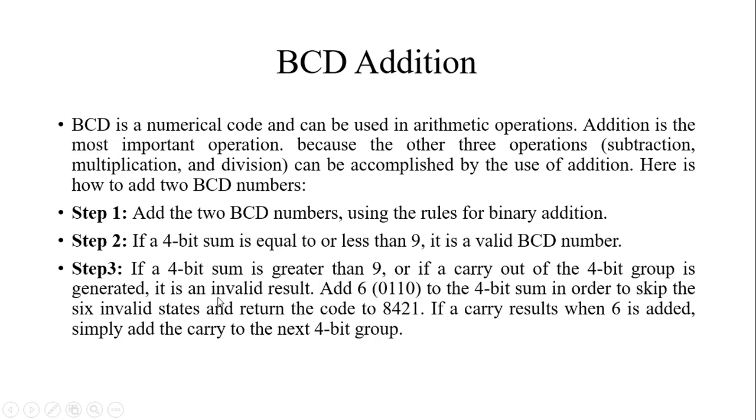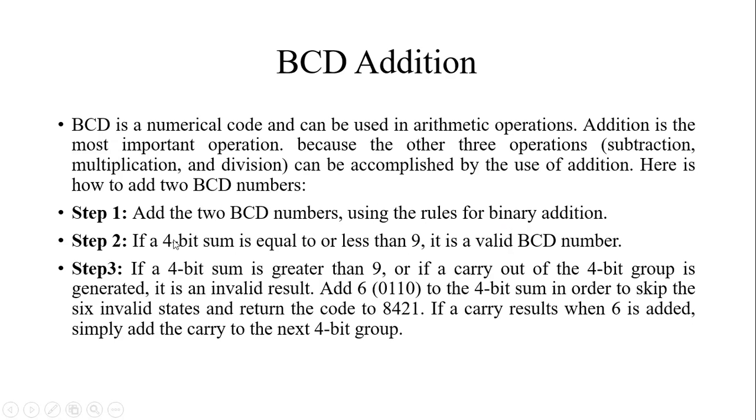Step 1. Add two BCD numbers using the rules of binary addition. We have discussed the rules of binary addition, in which 0 plus 0 is 0, 0 plus 1 is 1, 1 plus 0 is 1, and 1 plus 1 is 10. So the two BCDs are added using the rules of binary addition.